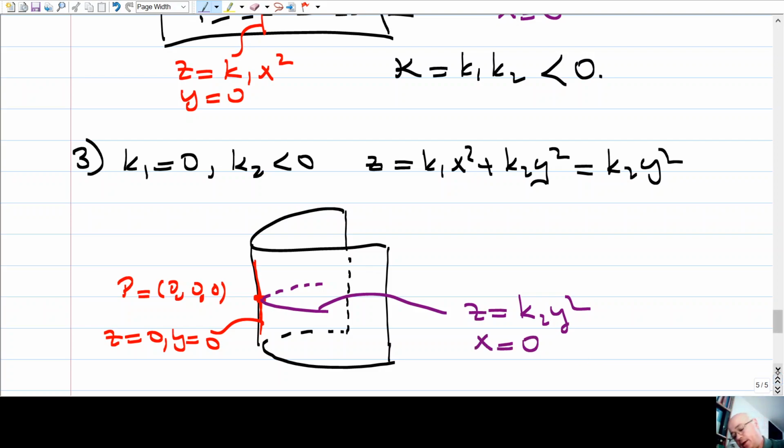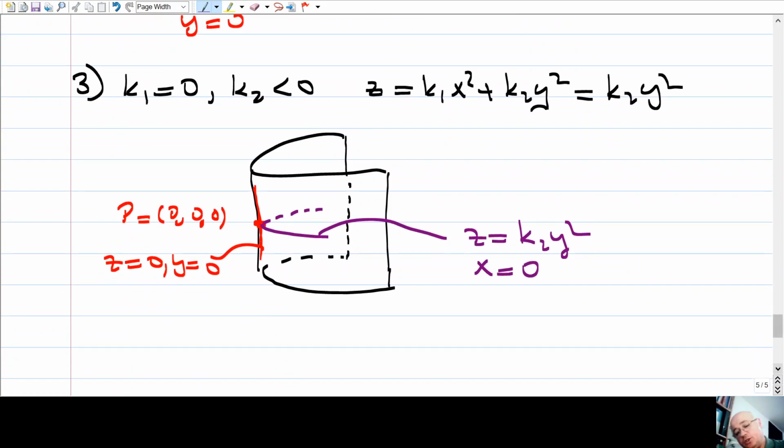And in this case, what is the Gaussian curvature? One of the principal curvatures is 0, and the other one is negative. So the product K1 times K2 is 0.